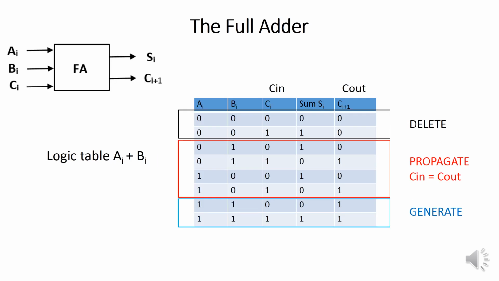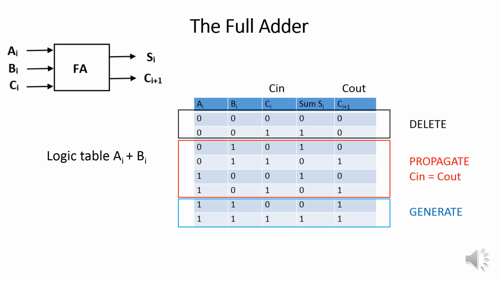Let's go through the detail of how to implement this idea. First, let's look at the logic table of an addition in a full adder. This is the logic table that we have already seen in the previous video about the full adder. We can distinguish three situations: carry delete, carry propagate, and carry generate. The carry delete scenario is the one delineated in the first square. Note that the output carry is always 0.